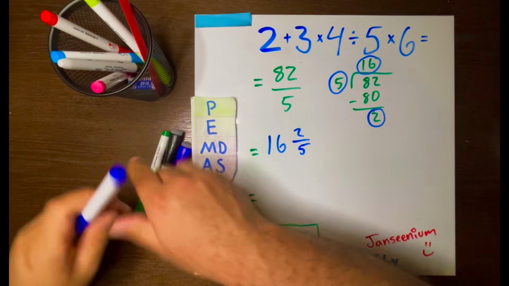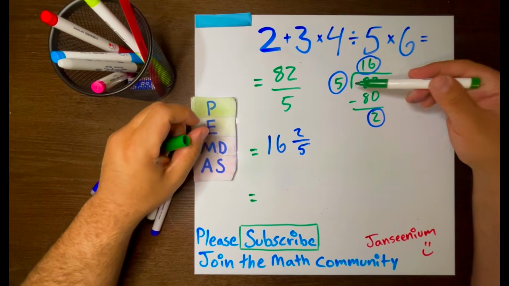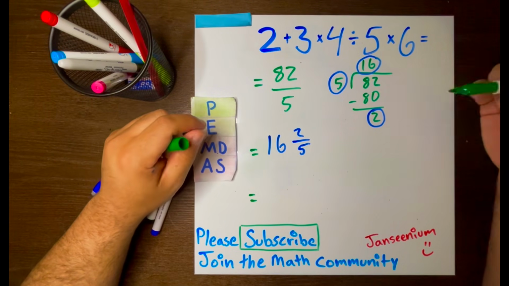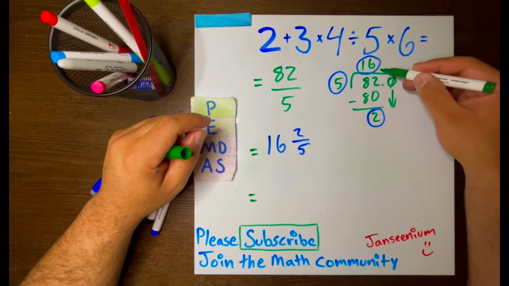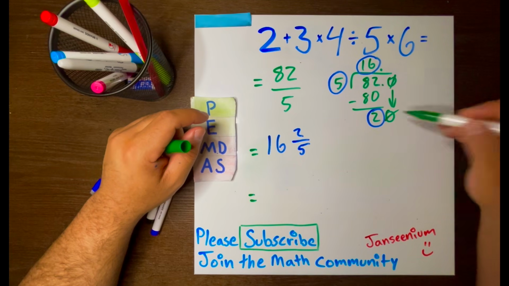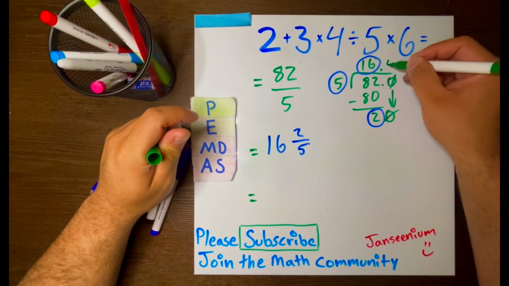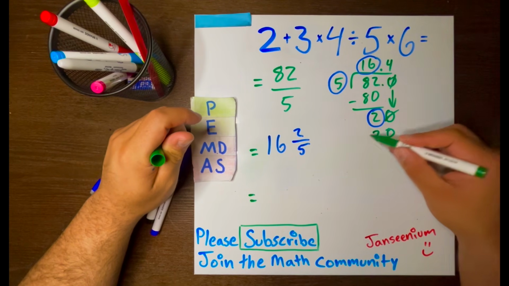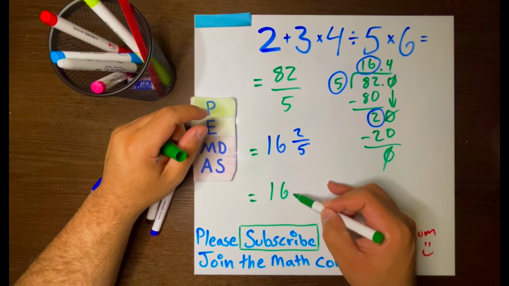I'll continue the long division to figure out the decimal answer. You cannot fit 5 into 2, so the 2 needs to borrow a 0. So add a decimal after the 16 and give the 2 a 0. Now the 2 becomes 20. You can fit 5 into 20. How many times? 4 times. 4 times 5 is 20. And 20 minus 20 is 0. So your decimal answer is 16.4.